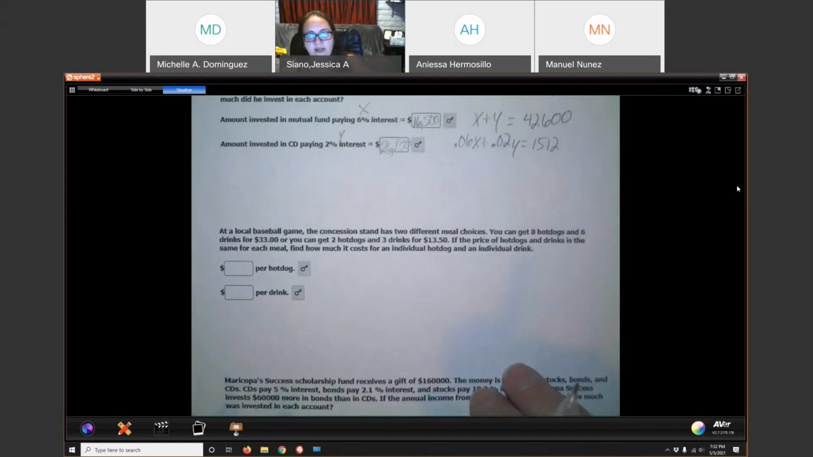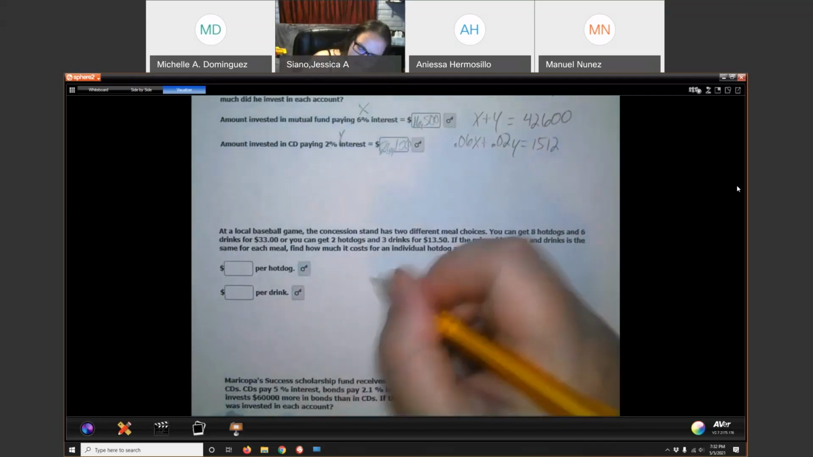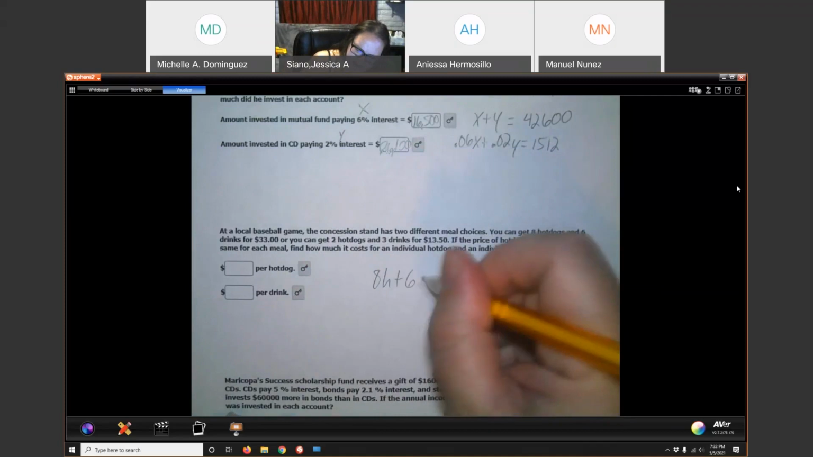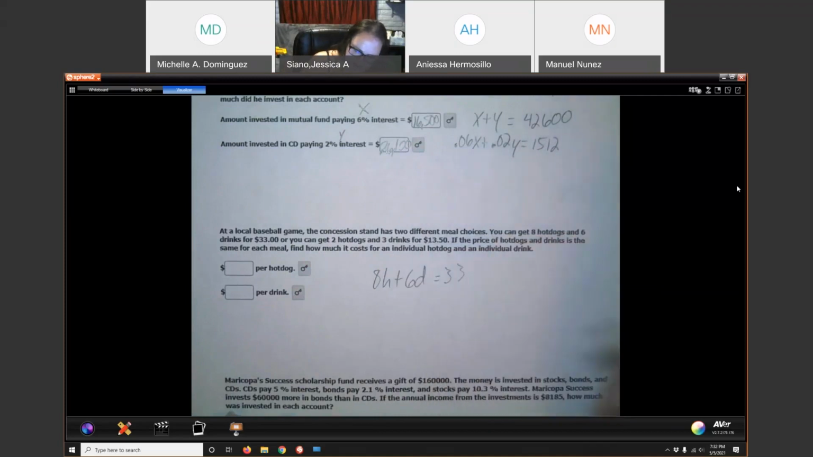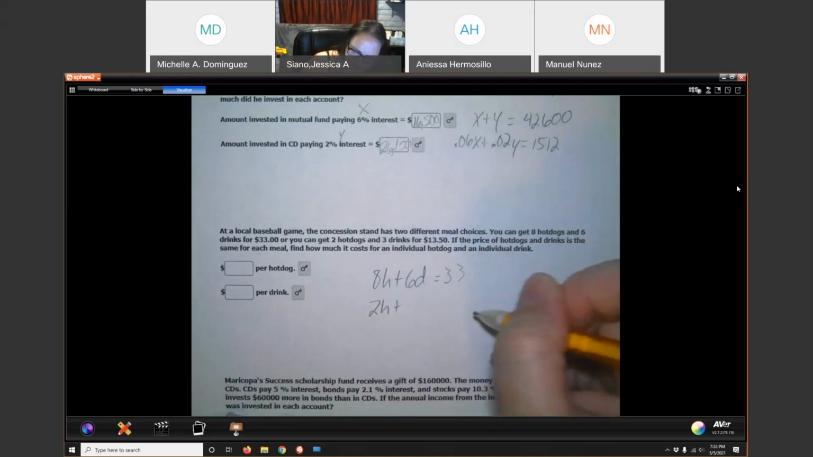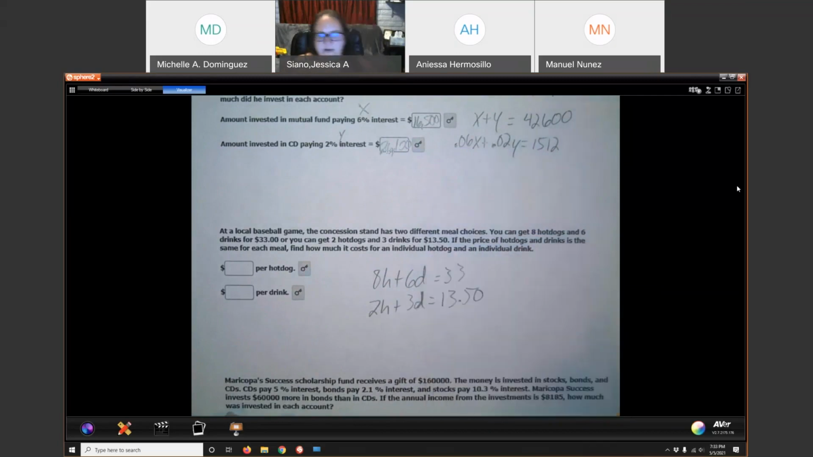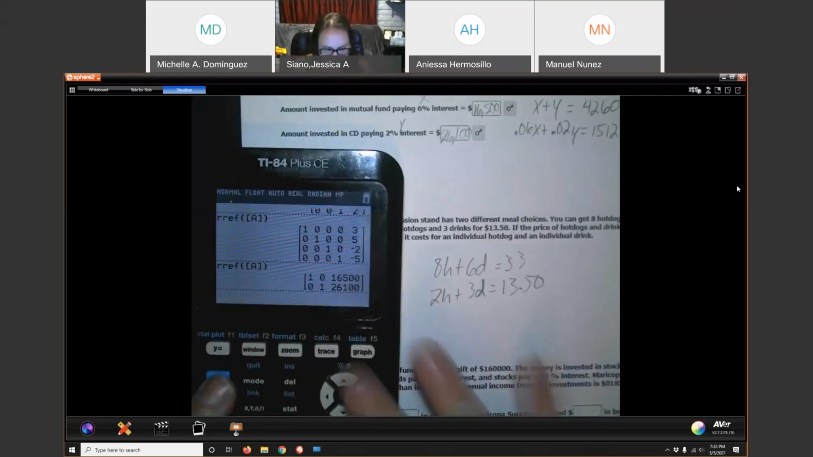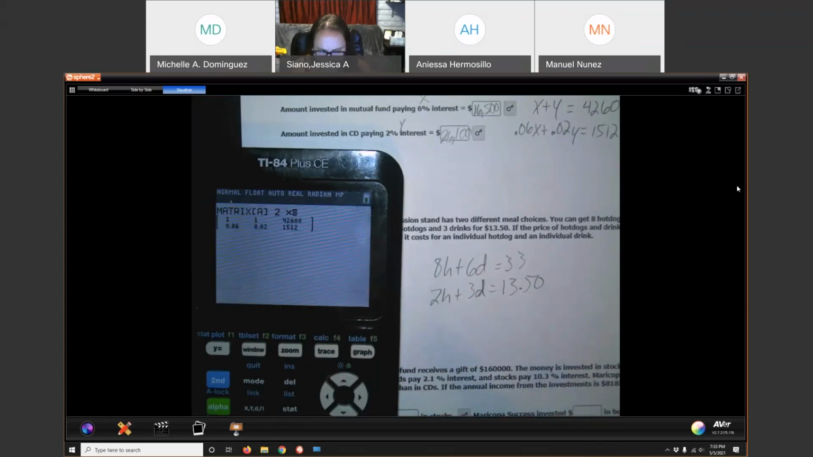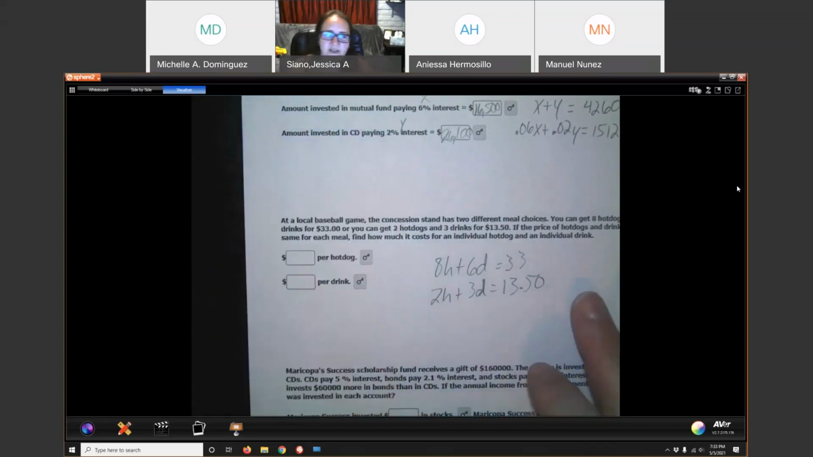At a local baseball game, one concession stand has two different choices: 8 hot dogs and 6 drinks for $33, or 2 hot dogs and 3 drinks for $13.50. Okay. So then that would be $1.50 for a hot dog and $3.50 for a drink.